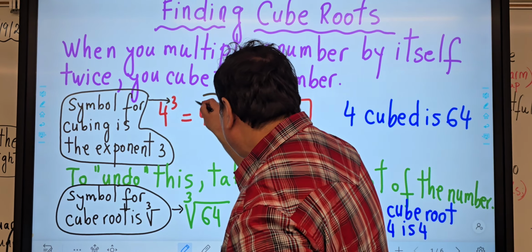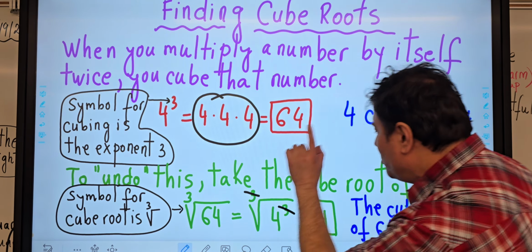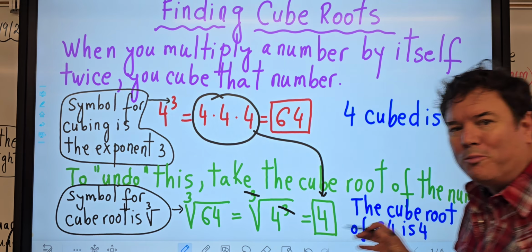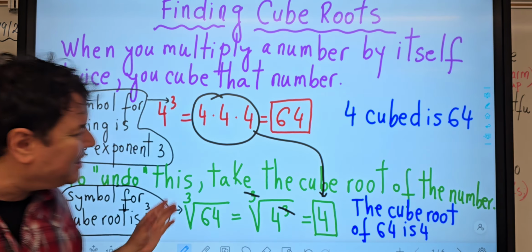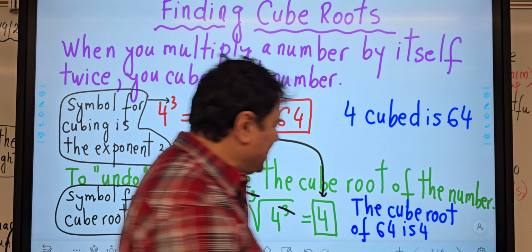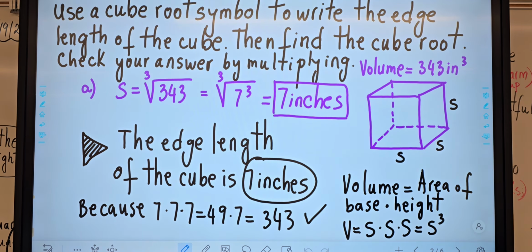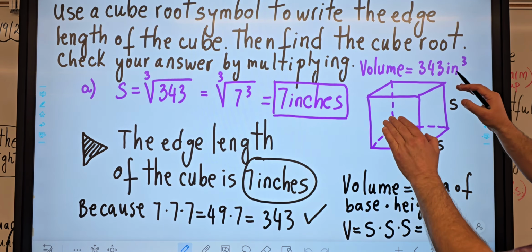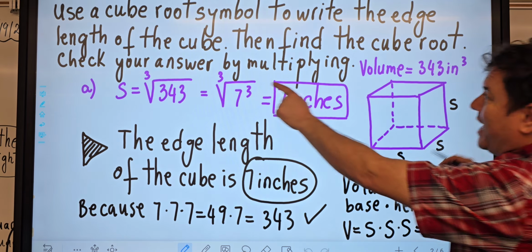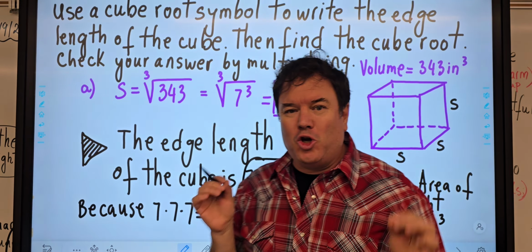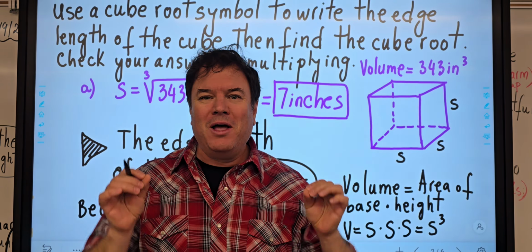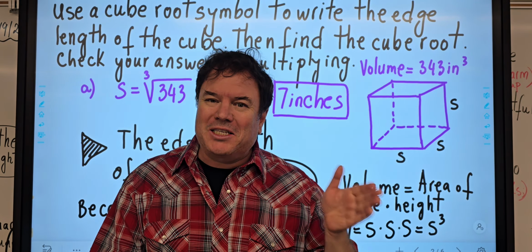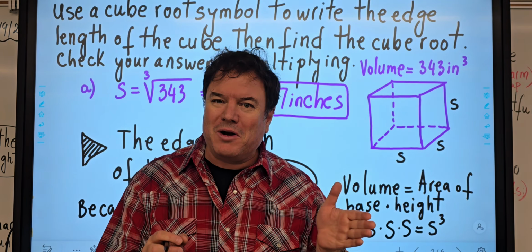Okay, so we form groups of 3, right? And only one 4 comes out as the answer when we cube root a number. Pay attention to this. Okay, let's take a look now at another example here. So use a cube root symbol to write the edge length of a cube. A cube root actually is coming from the volume of a cube, and only one edge is going to be the answer for the cube root of a number.